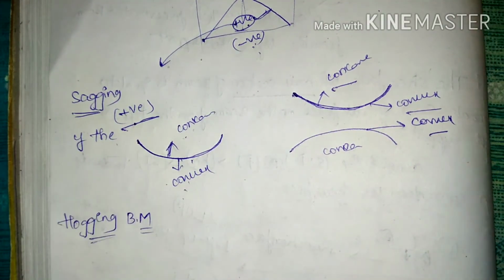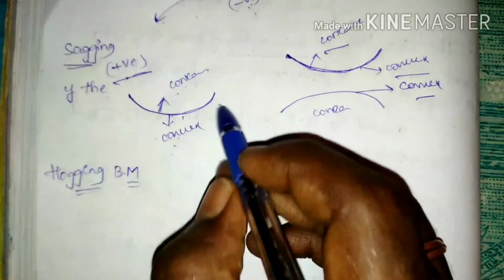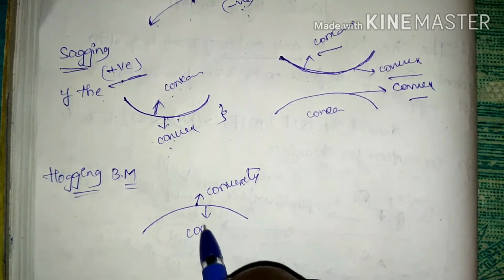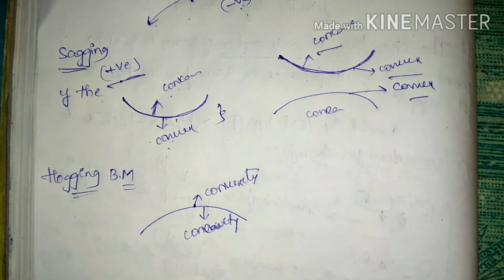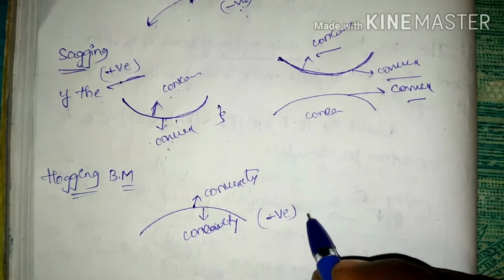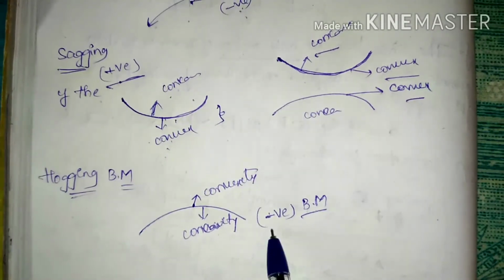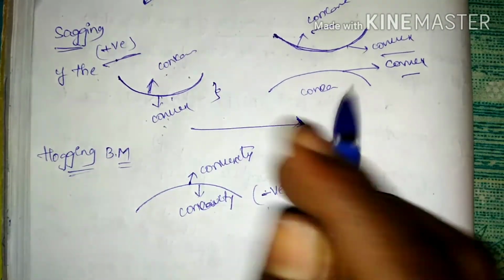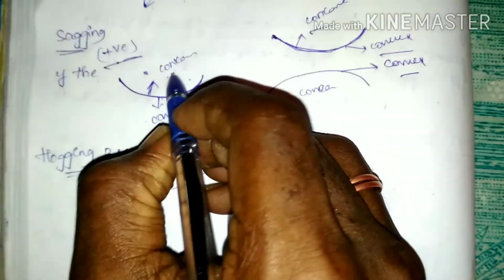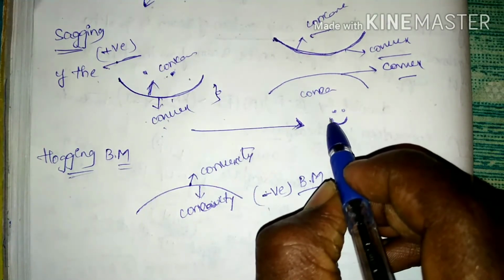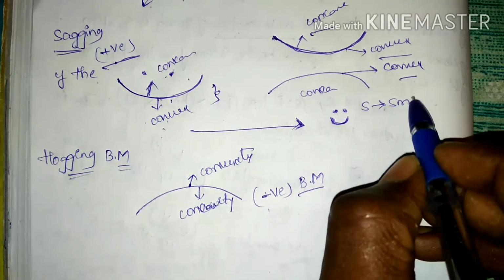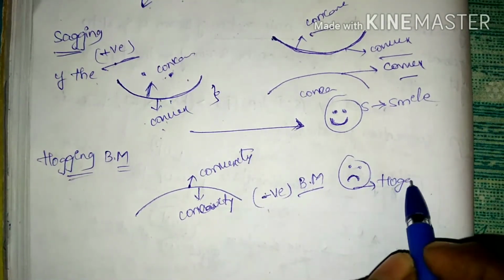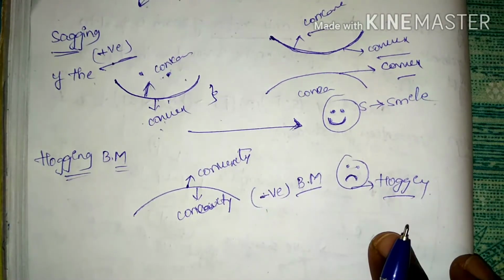And another one, hogging bending moment. What is hogging bending moment? Here it is the reverse. If the convexity is in the upward direction and the concavity is in the inward direction, then it is a hogging bending moment and it is considered as negative bending moment. Here positive bending moment and here negative bending moment. Just simple notations. To remember this, think of a smiley face like this: S for sagging, for smile. This is hogging. Just remember the smile for sagging and the remaining one is hogging.